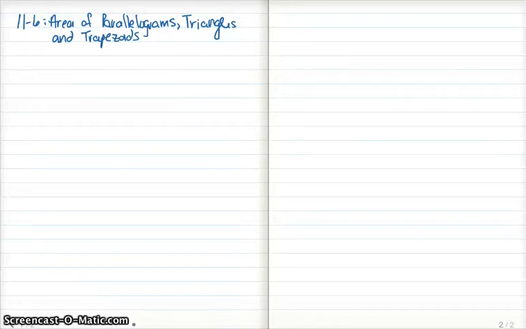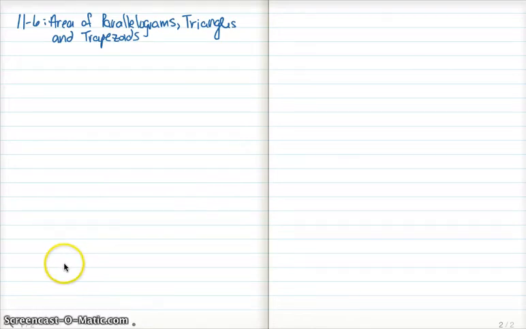Today we are going to talk about the area of parallelograms, triangles, and trapezoids, and I will remind you of these shapes in case you've forgotten what they look like. I am using a new technology here, so my handwriting looks a little bit messier. Just forgive that, please. Thanks.